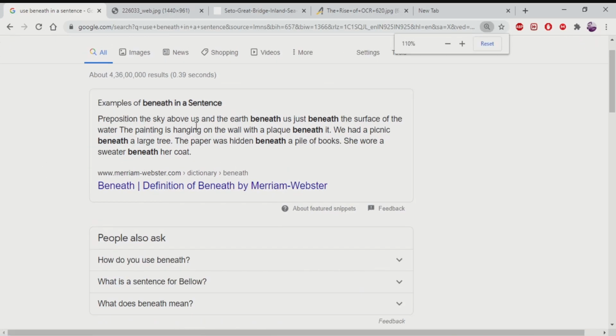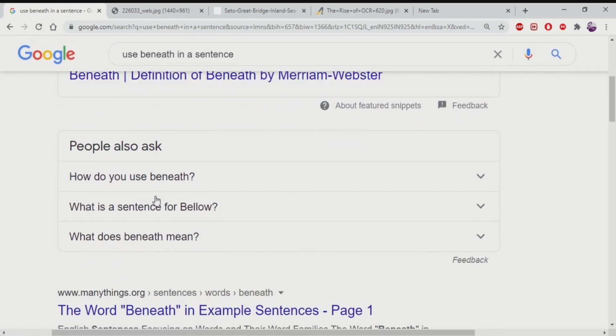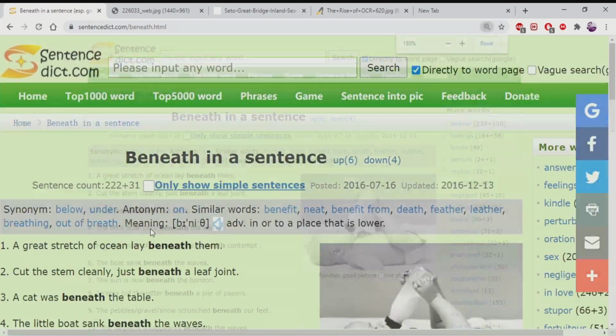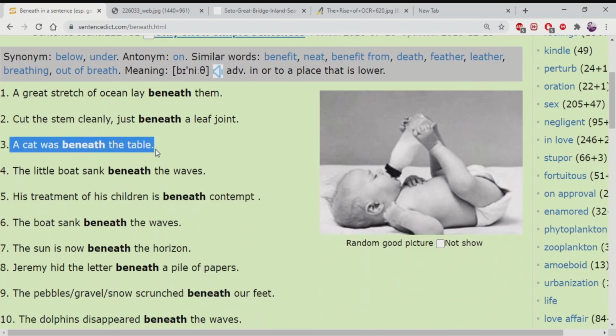Examples of beneath in a sentence. You already got some examples. The earth beneath us. Over here also you can search for more examples. Let us take some simple examples from here. A cat was beneath the table. That means table ke niche. Now just look at this picture over here. The baby is over here, the bottle is over here. Taking this as reference, think that the bottle has a fixed position. If I ask you where is the baby, you will say the baby is beneath the bottle.